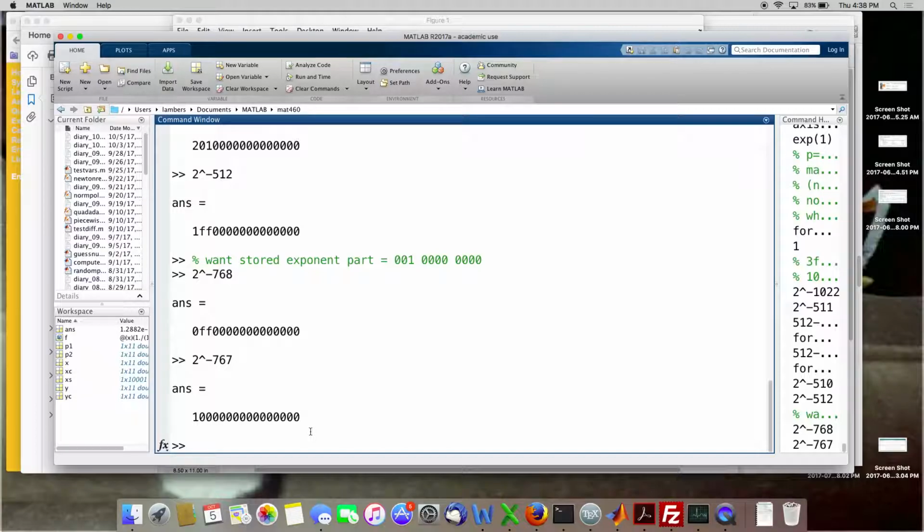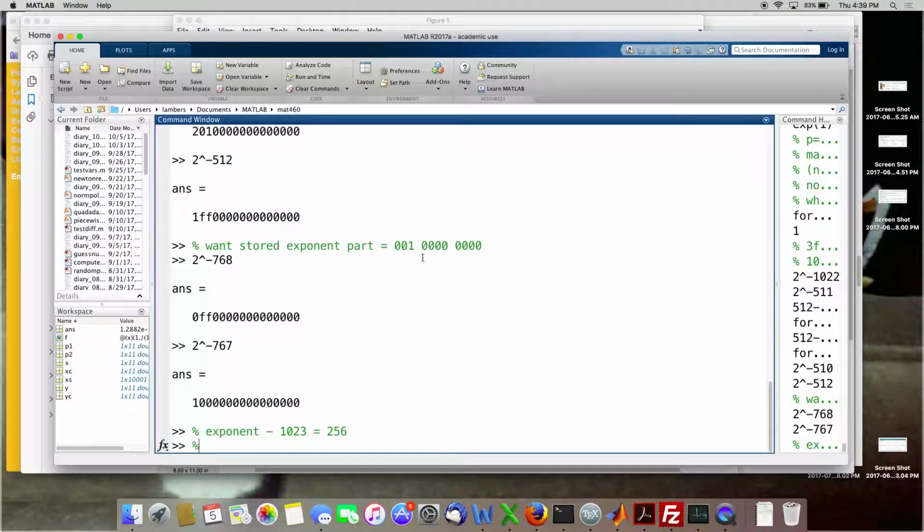Don't worry if you didn't understand what I was doing. It's okay. I was just satisfying my curiosity there. Although if you do understand it, then you really understand the floating point system. This 1 followed by 8 zeros, that's 2 to the 8th. So exponent minus 1023 you want to be equal to 2 to the 8th, which is 256.